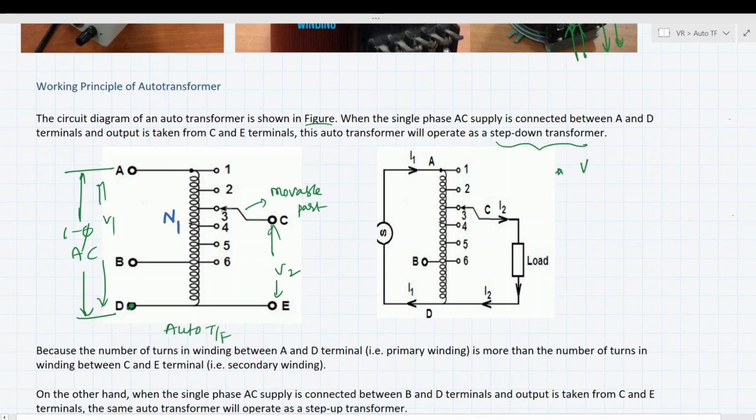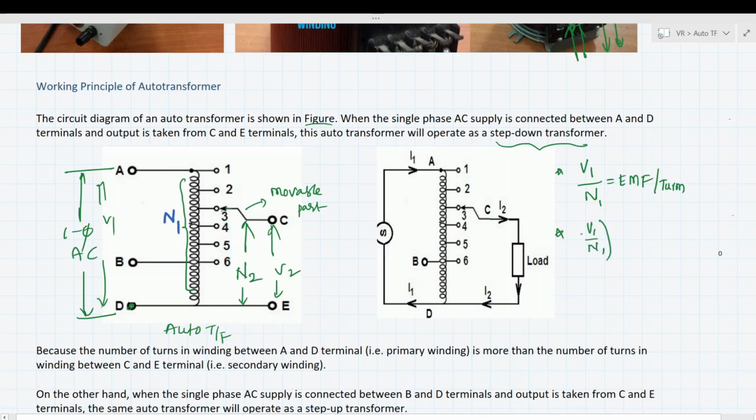Because of the EMF per turn. EMF per turn is for one turn. What is the EMF? That is V1 by N1 here. So this is EMF per turn. For one turn, what is the EMF being induced here? The EMF induced in one turn is V1 by N1. Similarly, let us take that these all are N1 turns, and in between C and E there are N2 turns. So EMF per turn is V1 by N1.